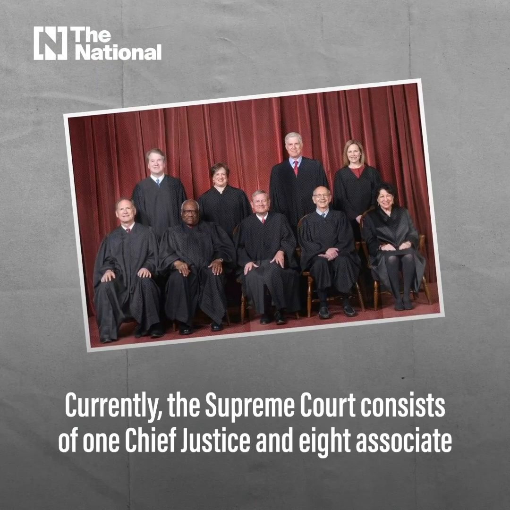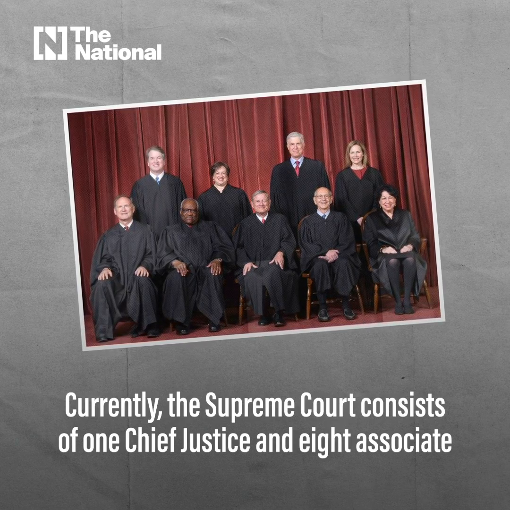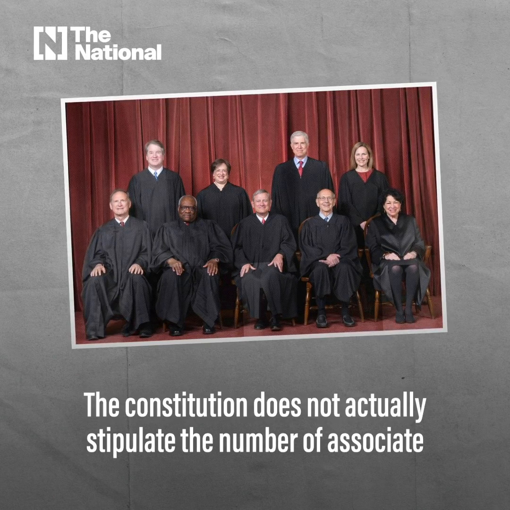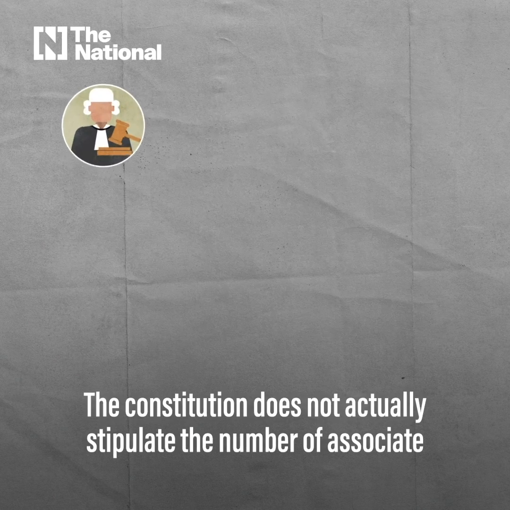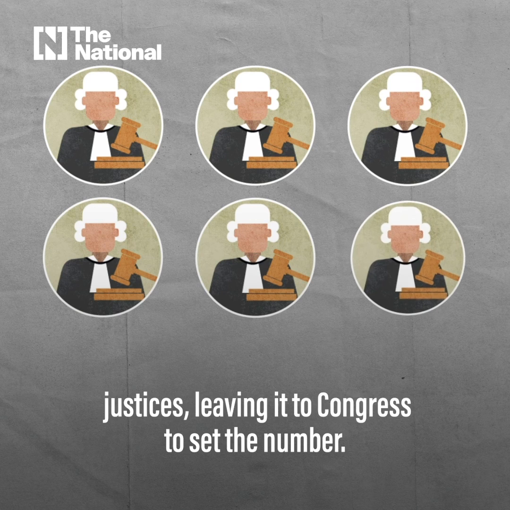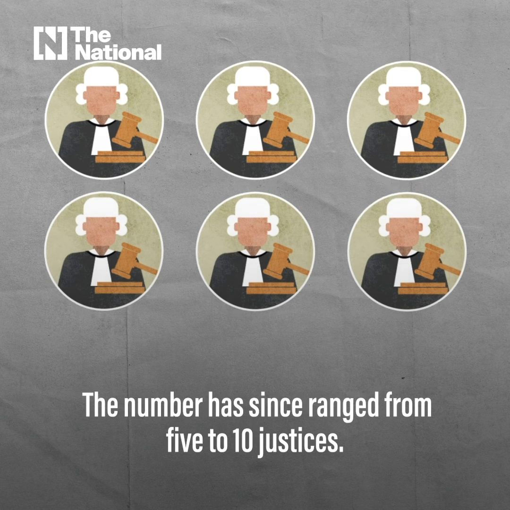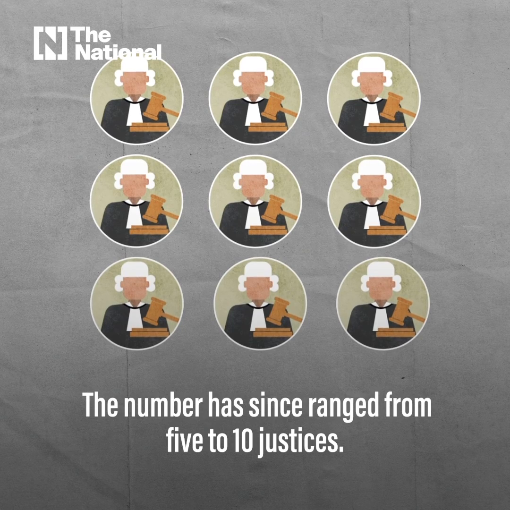Currently, the Supreme Court consists of 1 Chief Justice and 8 Associate Justices, for a total of 9, but this wasn't always the case. The Constitution does not actually stipulate the number of Associate Justices, leaving Congress to set the number. When the court was first established, it had 6 members. The number has since ranged from 5 to 10 justices.